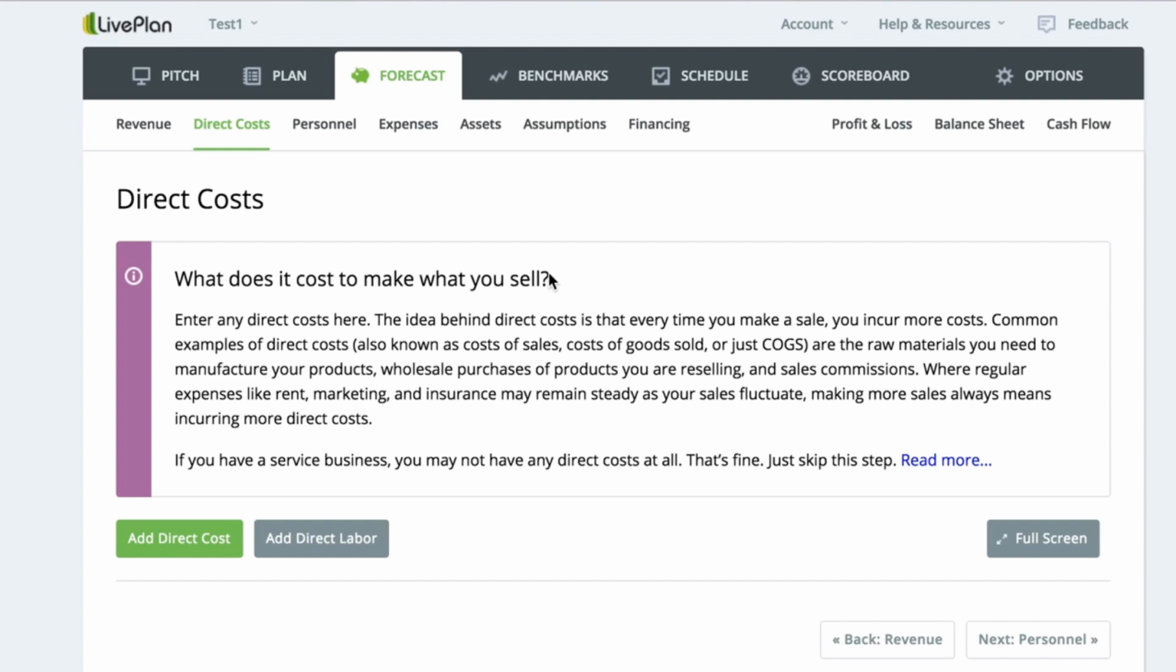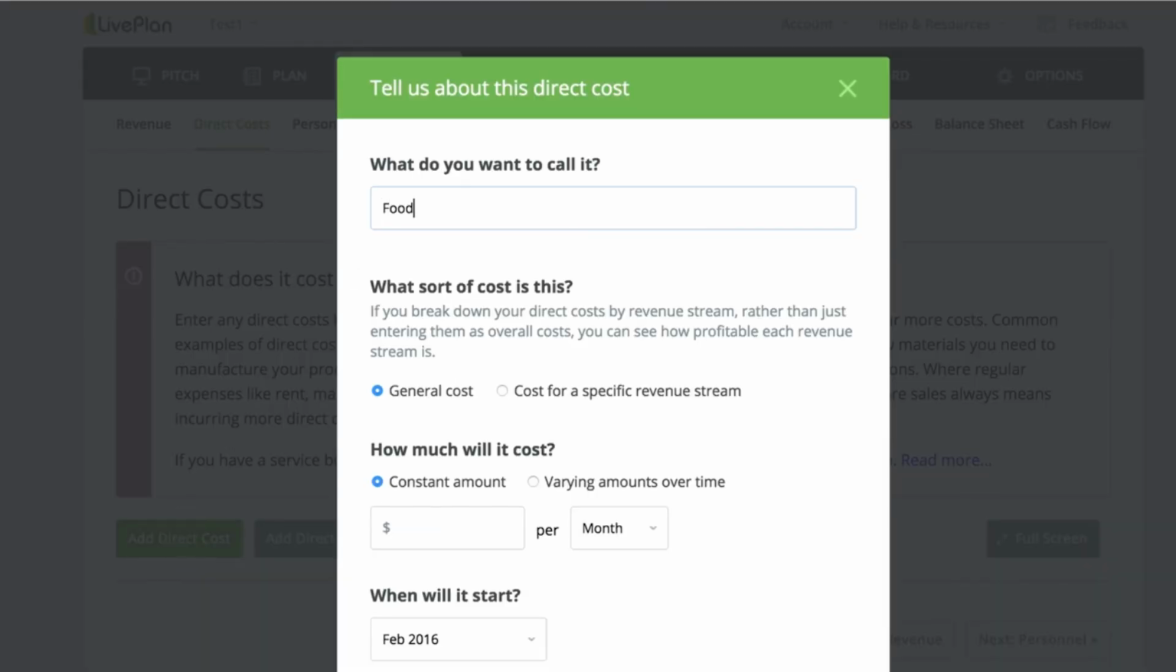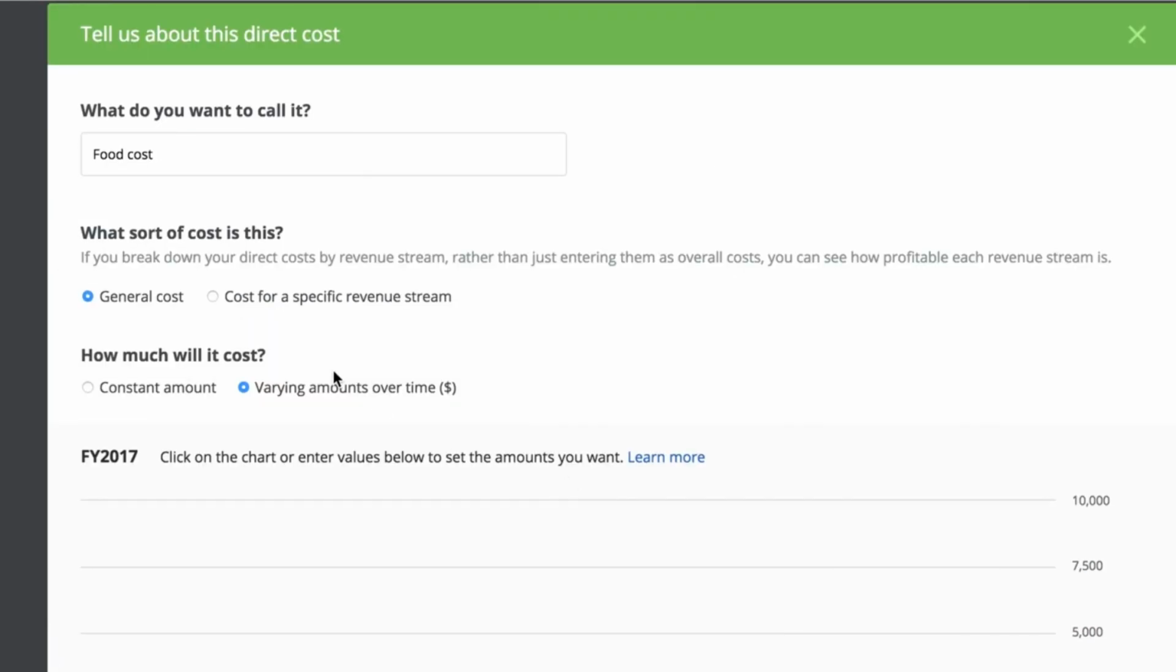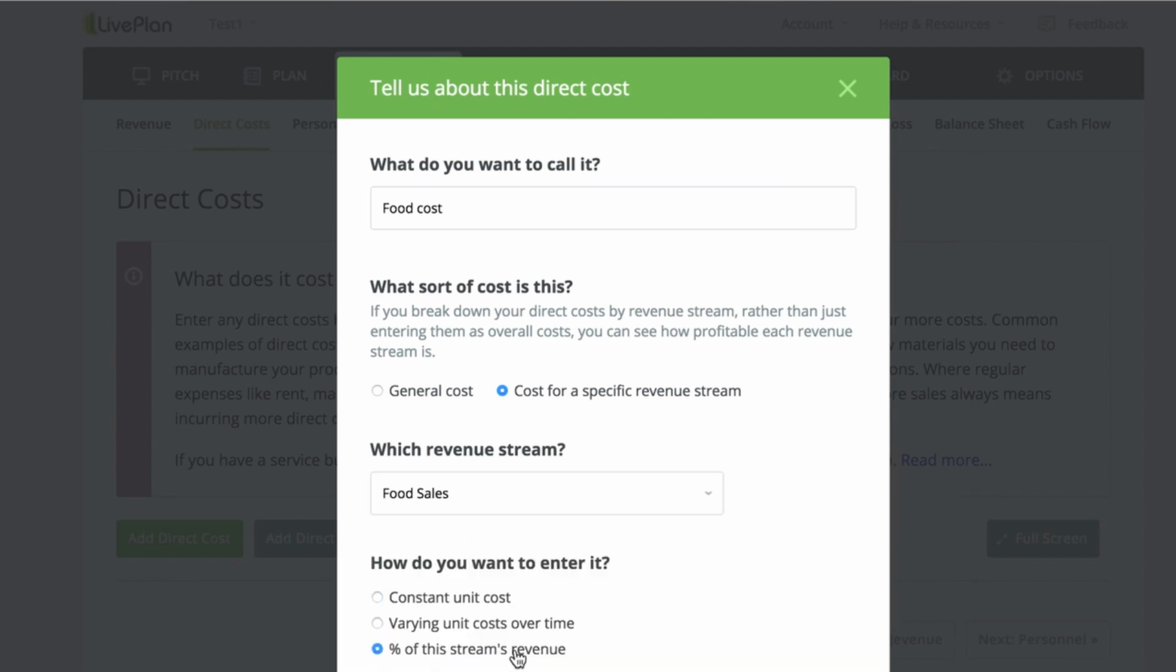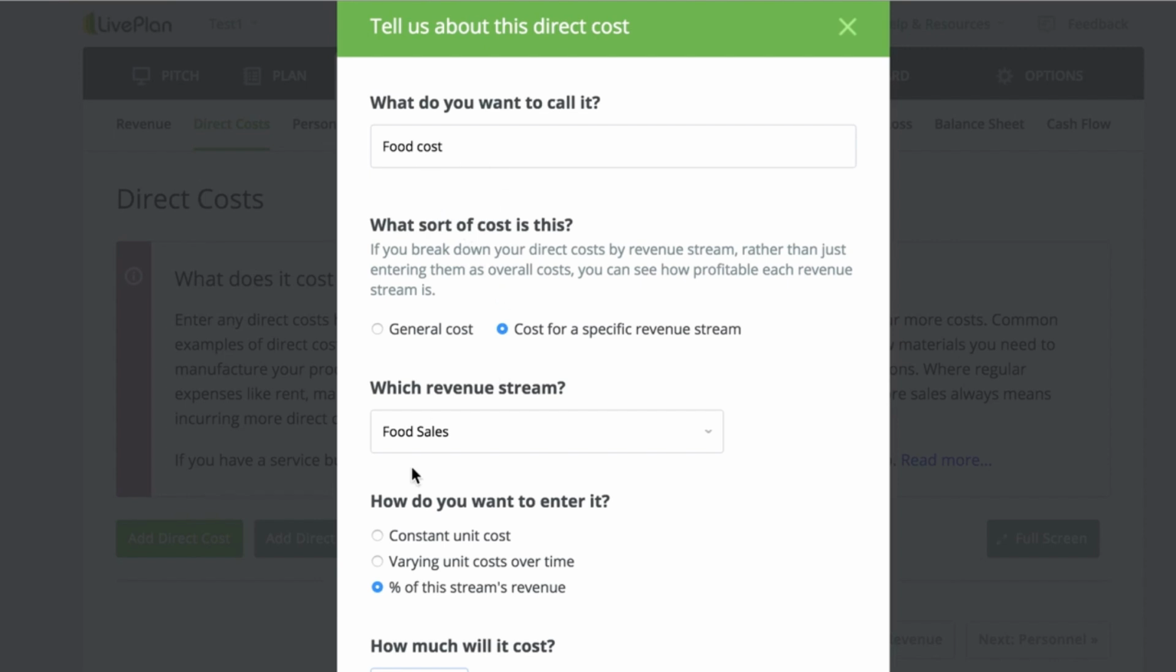Also variable labor. In the restaurant industry, you think that your managers are fixed costs because they have to be there all the time. But then you fluctuate your labor based on how busy you're going to be at any time. And they even have a tab here for direct labor, and you can read about it more up here. But to keep it simple, we're going to call this food cost. So this would be if you have varying costs, if you want to do it that way. Let's do cost for a specific revenue stream of food sales, and it's going to be a percentage. Let's say that we've got a 36% food cost. So again, food cost ties into the revenue of food sales. I'm going to do a percentage of this stream's revenue, and it's 36%.